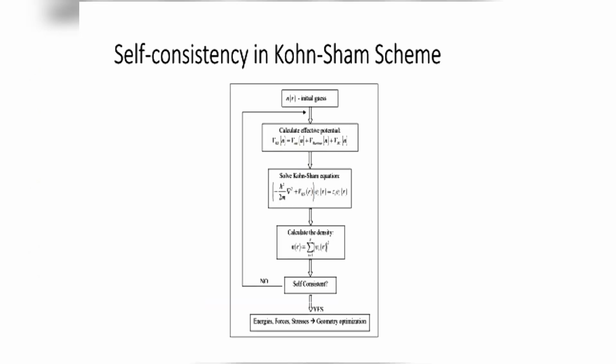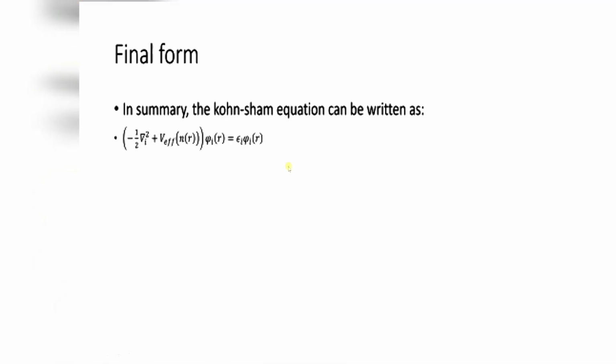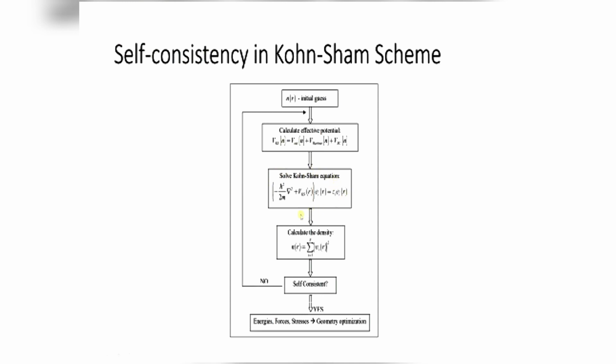Okay, so now we have the self-consistency in the Kohn Sham scheme, and this is the most important step in the Kohn Sham scheme. First of all, you have to make an initial guess about the electron density. Using this electron density, you have to calculate the effective potential using this equation, and then you have to solve the Kohn Sham equation, which is the equation that I have just told you before. After solving this Kohn Sham equation, you have to calculate the electron density again.